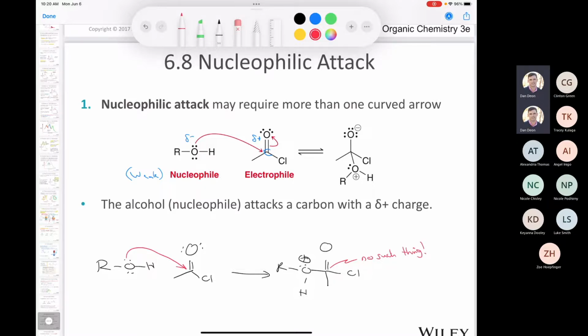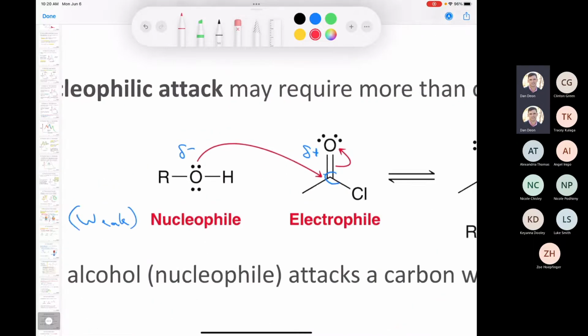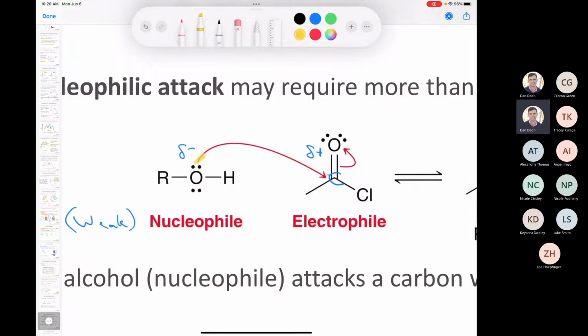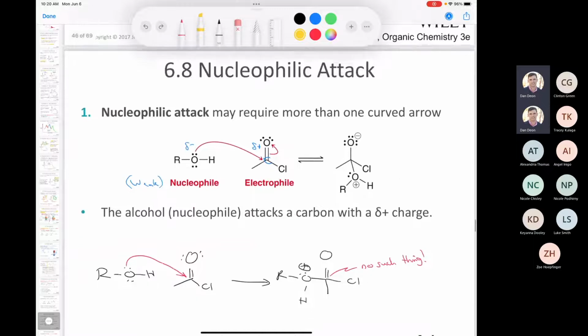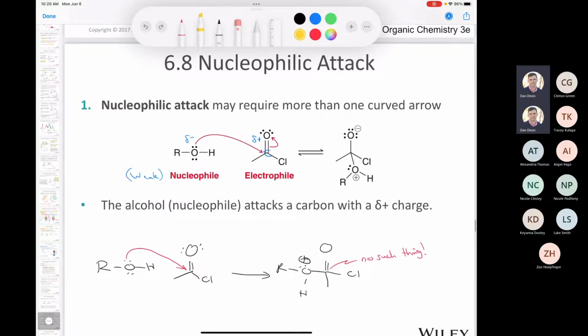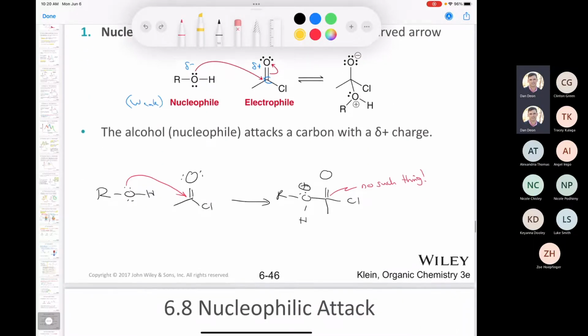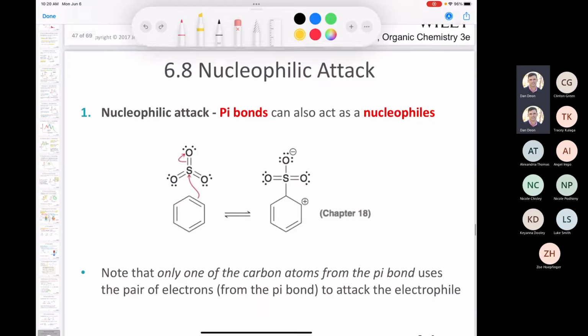Okay, that doesn't exist. And so we have to show the bond being formed, this bond, but we have to break a bond between the carbon and the oxygen. Why do you pick this bond, Mr. Dion? Well, what's weaker, a sigma bond or a pi bond? A pi bond is weaker than a sigma. Therefore, that is the bond that we draw breaking, and we end up with this intermediate. So nucleophilic attack can be comprised of more than one arrow.